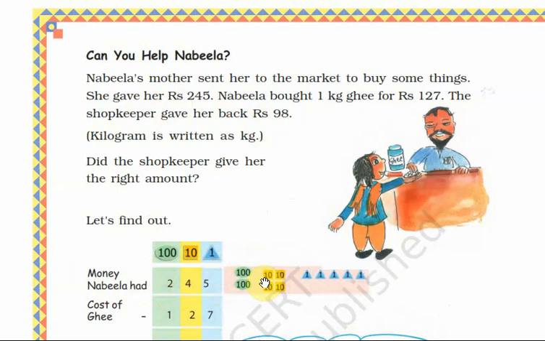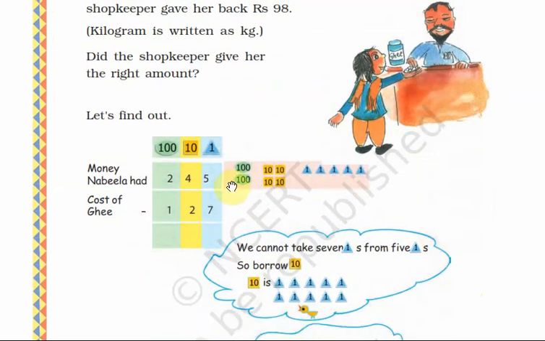This is 2 hundreds, 4 tens and 5 ones. And what is the cost of ghee? The cost of ghee is 127. So in order to find out the amount that the shopkeeper should return, you have to deduct 127 from 245. Otherwise, 245 minus 127. Okay, so write in proper columns like this. Always we have to start our calculation from the ones place. So starting from the ones place, 5 ones minus 7 ones.